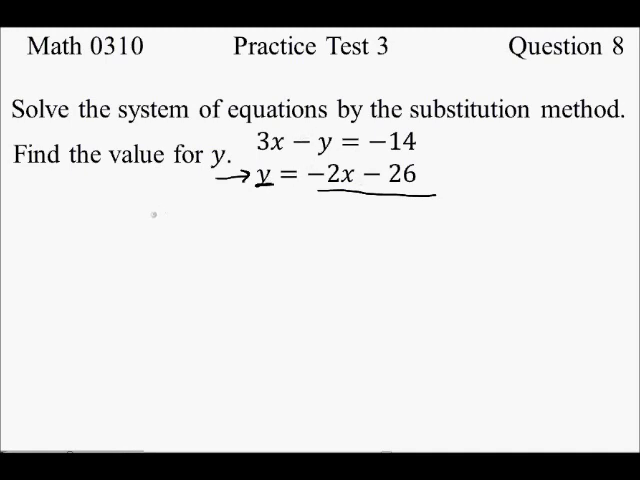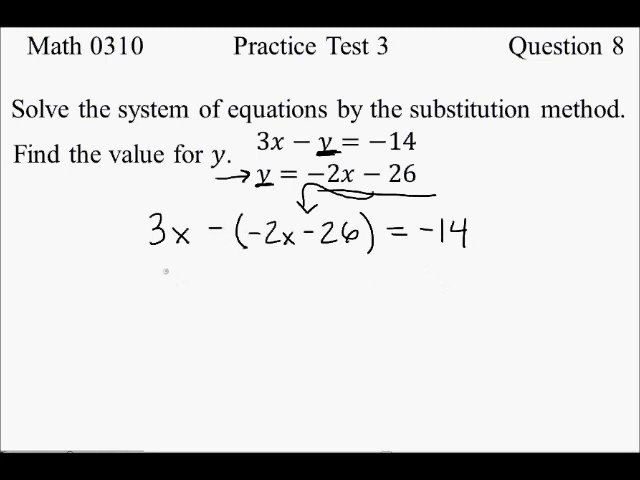So right off the bat we have in our first equation 3x minus, now we're going to use this y substitution. It's more than one term, so to avoid making any sign mistakes I'm going to plug it in parentheses. So y is negative 2x minus 26, that's what y becomes in our first equation, and that equals negative 14. In other words, where y used to be here, we are now plugging in that information for y.